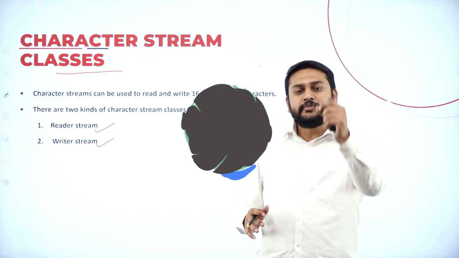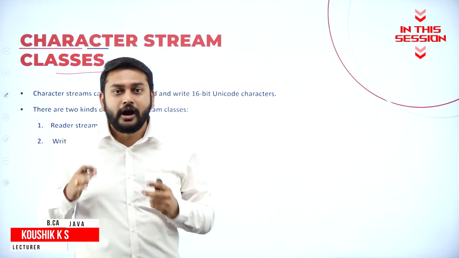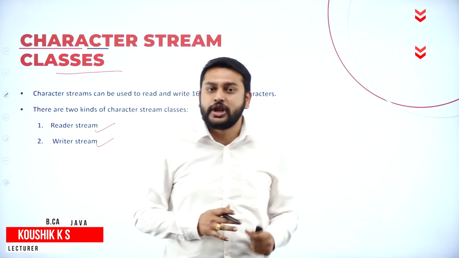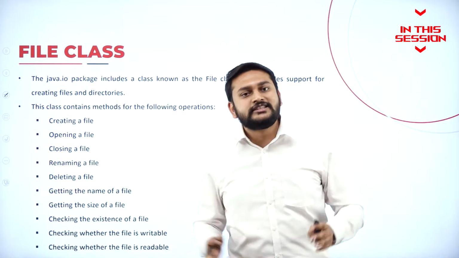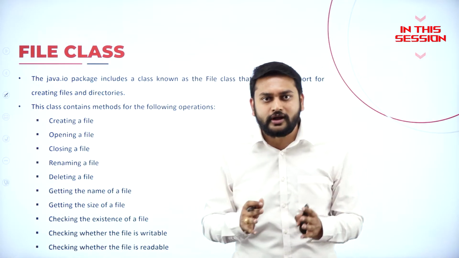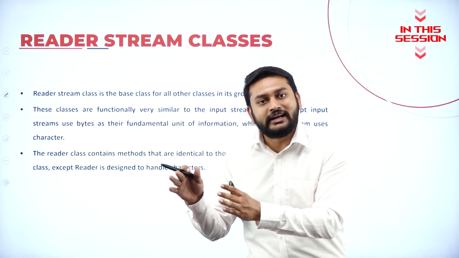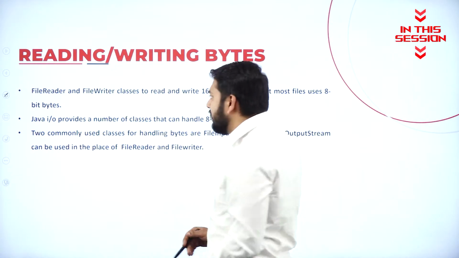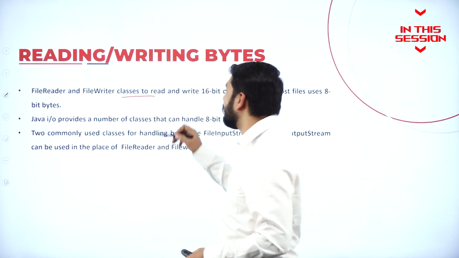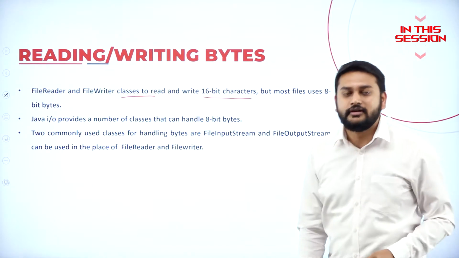This character stream is mainly dealing with the character. That's what you need to remember. But when it comes to the byte stream, the byte stream is mainly dealing with the bytes. Files is a place where I store a collection of bytes or a collection of characters. Input stream will read the bytes. Reader stream will read the characters. File reader and file writer classes to read and write. So 16-bit characters.